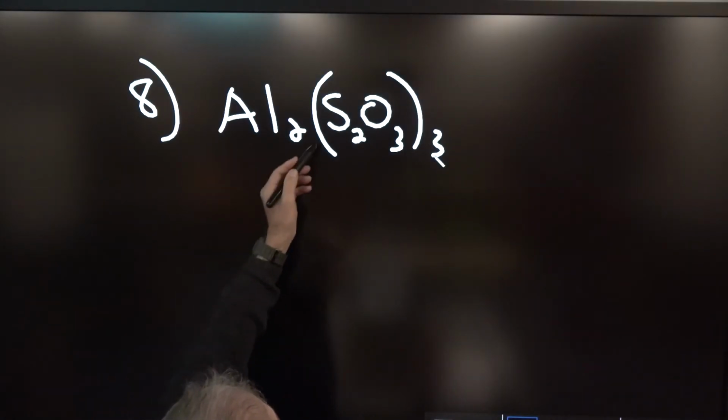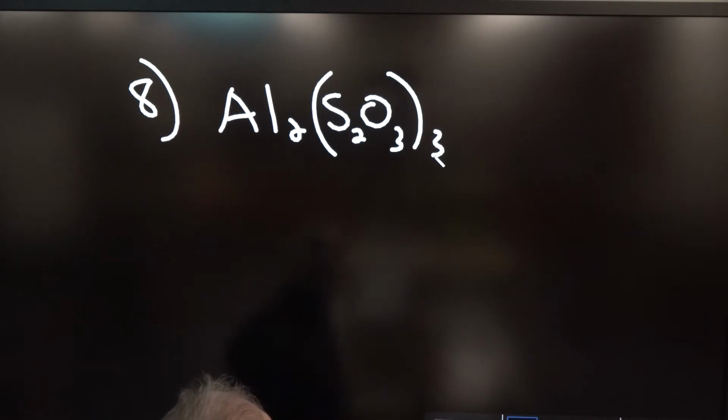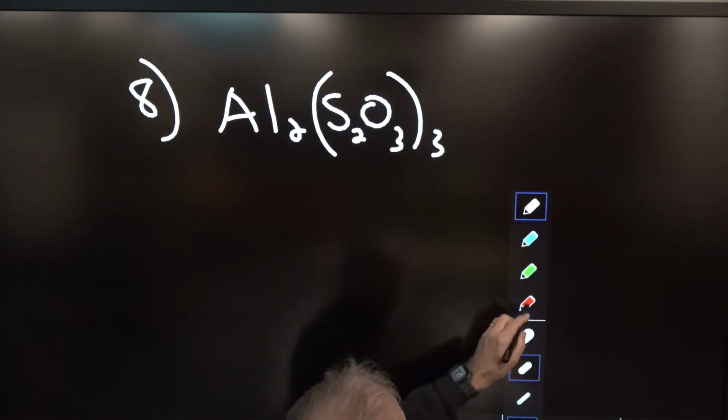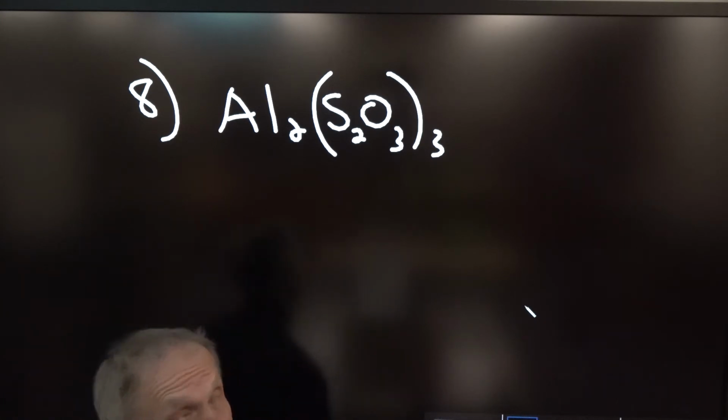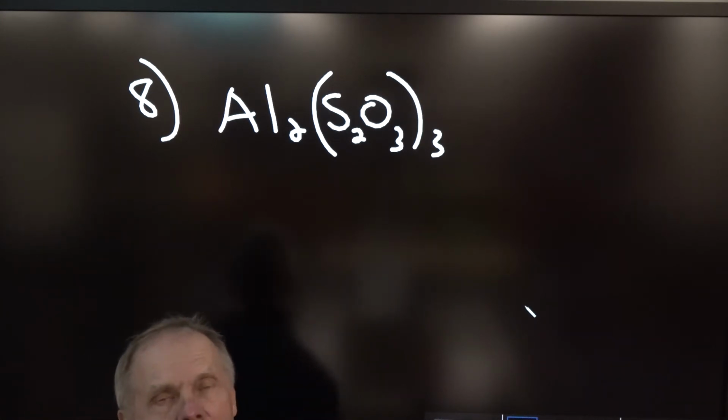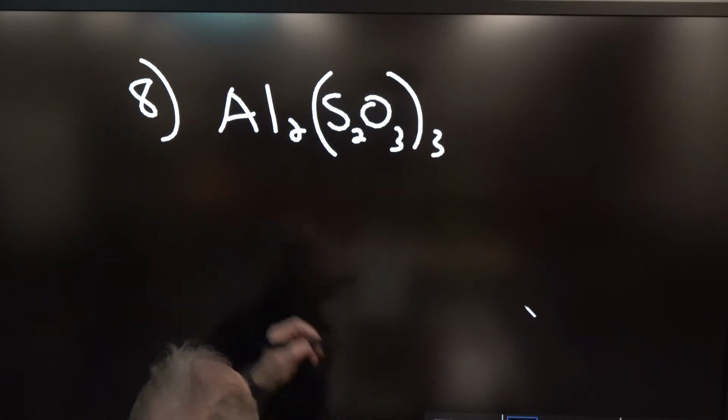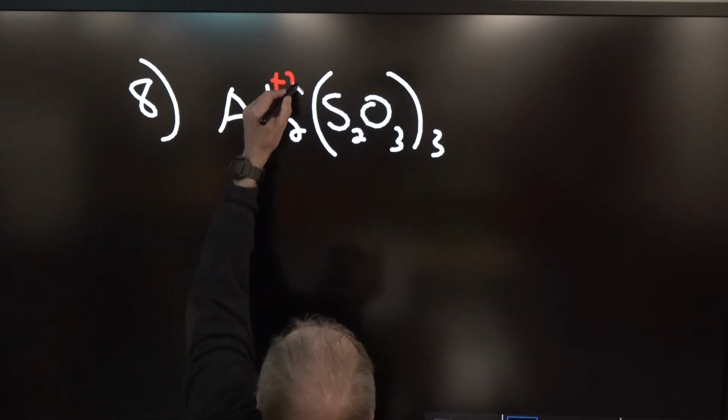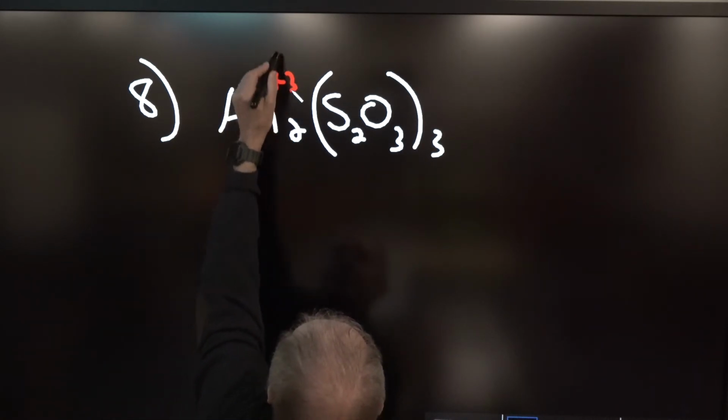So this is a pretty long one. So Al2S2O3. Now, let's just see. Aluminum is in group 13. It can only have one charge. That's a plus 3. So that means that is a plus 6.